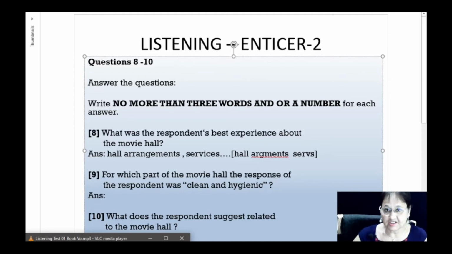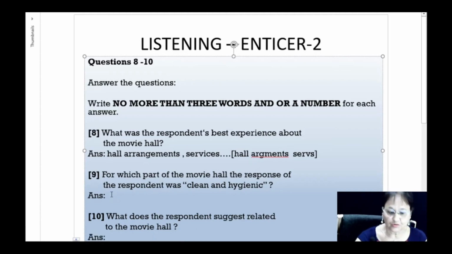Now, what will be the answer? Washrooms, because she replies by saying yes. Yes means she's agreeing to what is the word that he said is the best part of the movie hall. So if you have to write the answer, washrooms. Washrooms is one word.